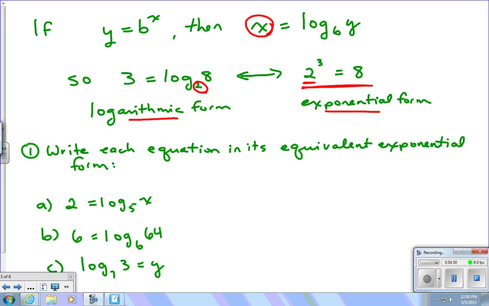Okay, so again, remember that the number that's isolated is the exponent. The base of the logarithm is the base. So we can say that 5 squared is equal to x is the exponential form. So in this one, we've got b to the power of 6 equals 64.